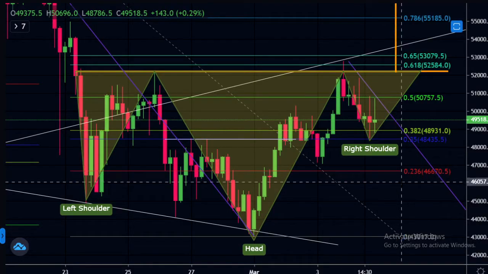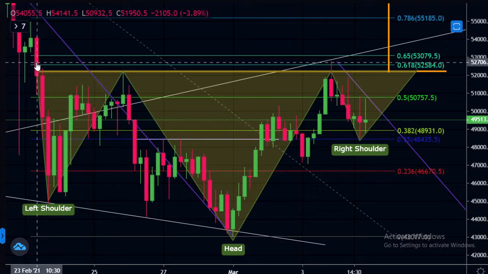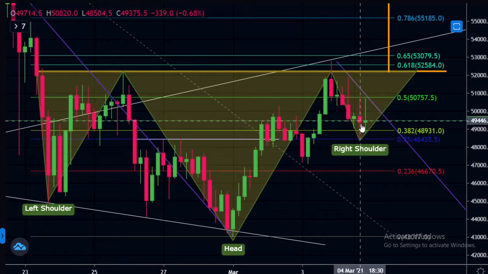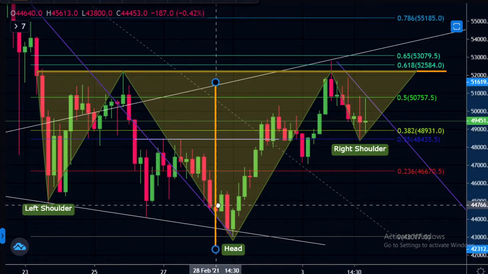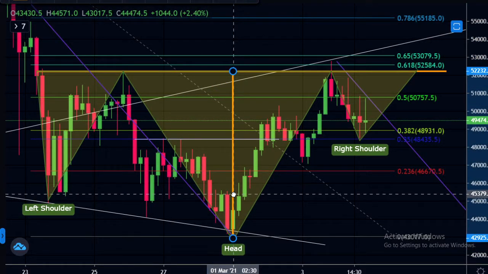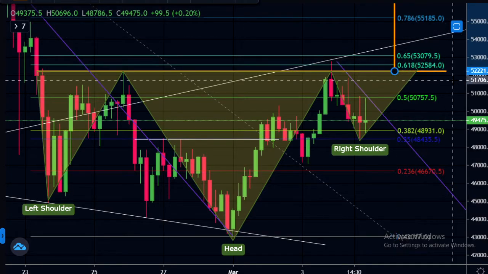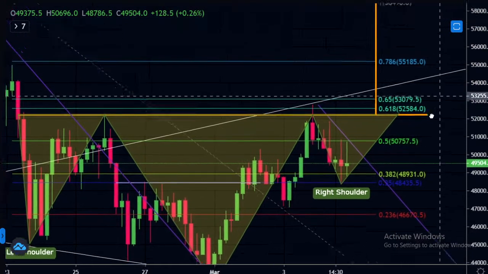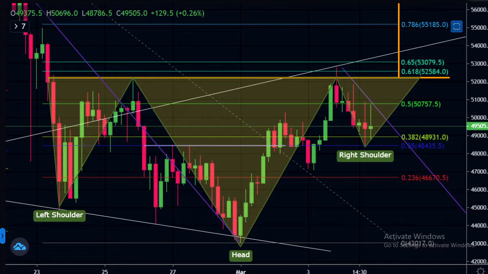So this is Bitcoin on the 4-hour chart, and what I've noticed is we have this pattern forming here, this inverted head and shoulders. For this pattern to play out we'll need to get above this neckline at 52,200 approximately, and the measured move for that is calculated by just taking the bottom of the head to the neckline and putting it at the breakout point. If this were to play out, this would take us all the way up to 61,500 approximately. So this is the bullish case.